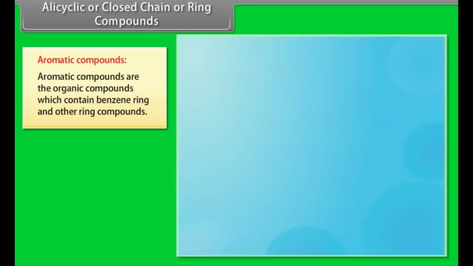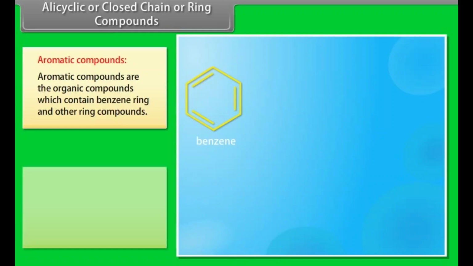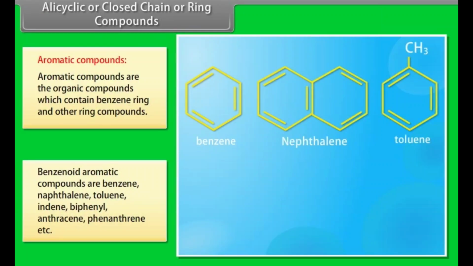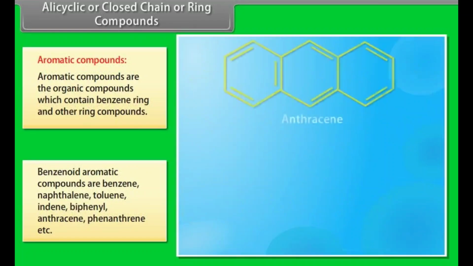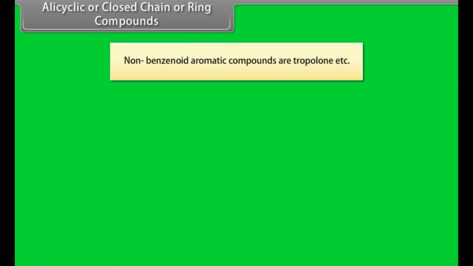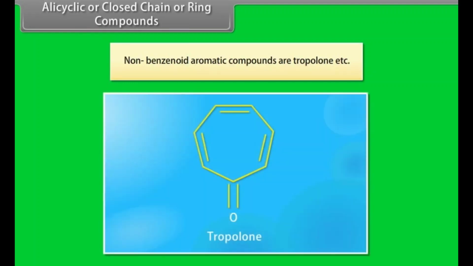Aromatic compounds. Aromatic compounds are the organic compounds which contain a benzene ring and other ring compounds. Benzenoid aromatic compounds are benzene, naphthalene, toluene, indene, biphenyl, anthracene, phenanthracene, etc. Non-benzenoid aromatic compounds are tropylene, etc.